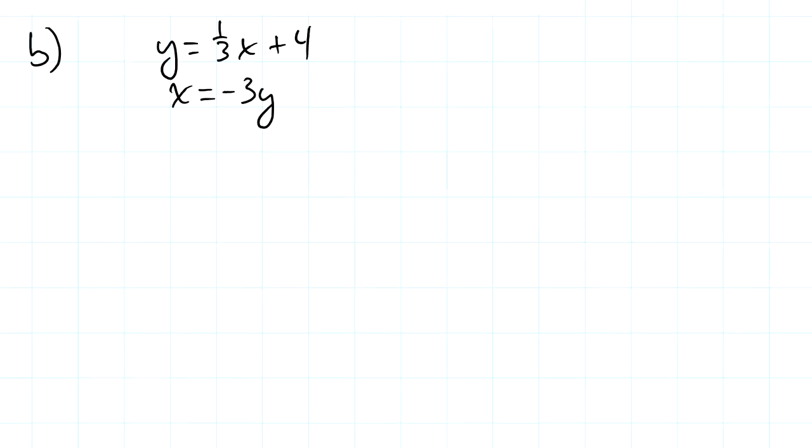So let's turn our attention now to B. B has y equals 1/3 x plus 4, and x is negative 3y. This looks like a pretty clear-cut case for substitution. In the second equation I'm told that negative 3y is what x is, so I'm going to replace x in that first equation with that value. So I'm taking the first equation and transforming it using substitution. It becomes y equals 1/3 times negative 3y plus 4.